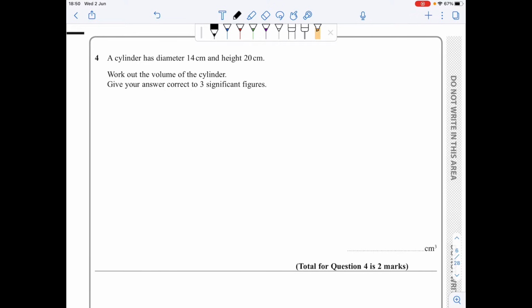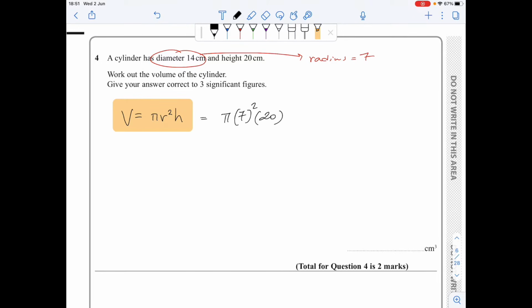For question 4, let's first recall the formula for the volume of the cylinder. Now, I'm being told that the diameter is 14, which means that the radius is half of that. It's 7 centimeters. So I can put this in the formula and get pi times 7 squared times 20. And if you do this calculation, you will get 980 pi. But because we need this to three significant figures, I have to change it to a decimal. Now the decimal will be 3078.76 and so on. Now correct to three significant figures, this will be 3080 cubic centimeters.